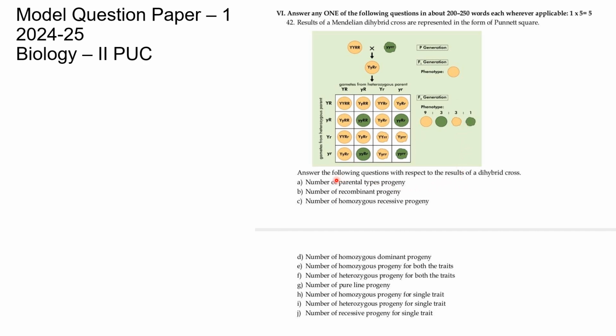So similarly there are questions. Answer the following questions with respect to the results of a dihybrid cross. So around 10 questions are given. Each question carries half a mark. So it's a 5-mark question.